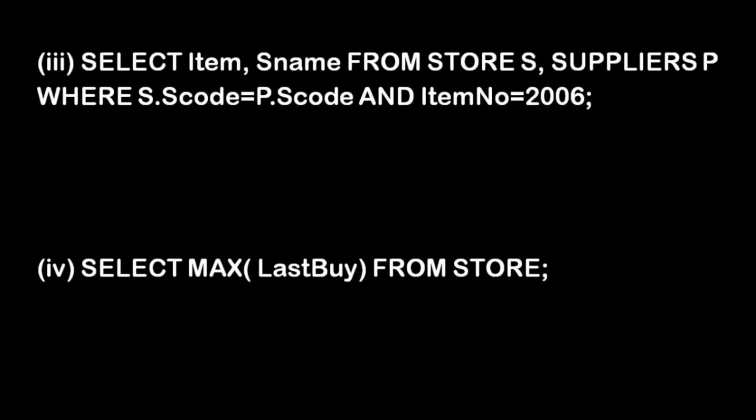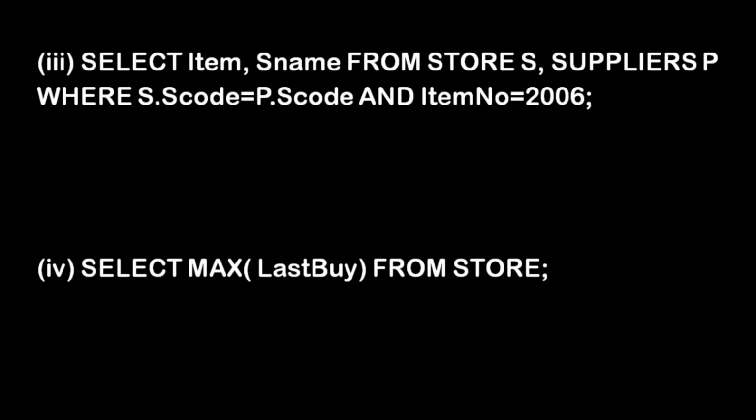Third question. Select item comma S name from store S comma suppliers P. Here in this query, I am using two tables. One is store, another one is supplier, and we are combining them with the S code. Already I have explained that S code is a common column for both the tables. S dot S code, the store's S code, is equal to the supplier's S code, and item number equal to 2006. Then the next command is select max of last by from store. The maximum value, the maximum date from the store table, will be taken and displayed.